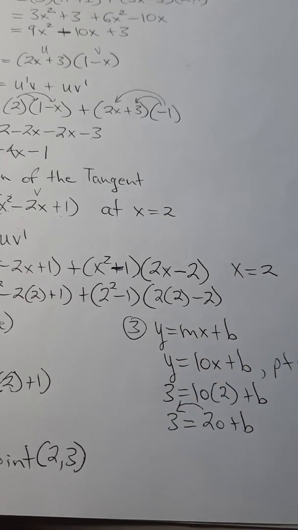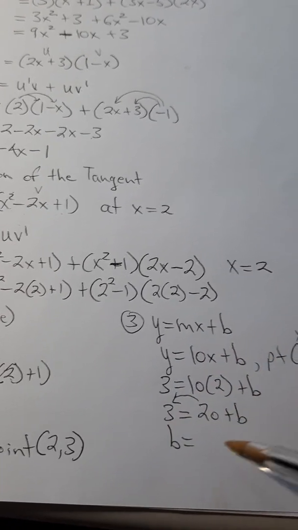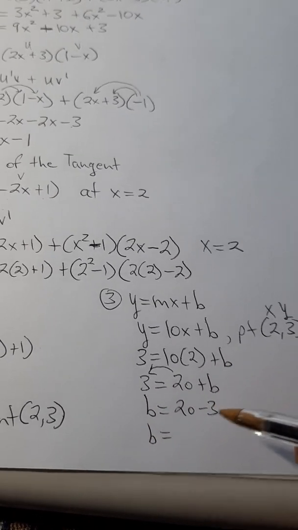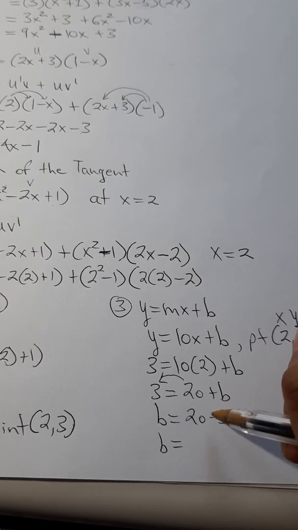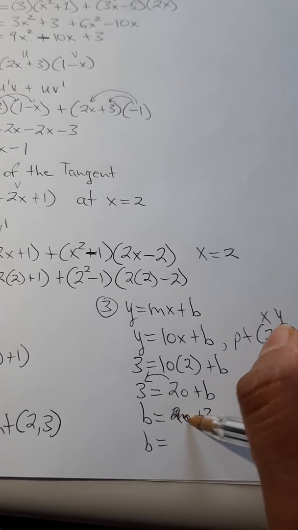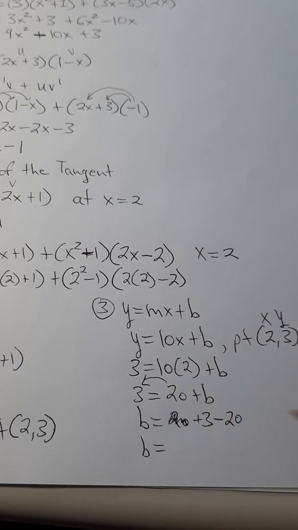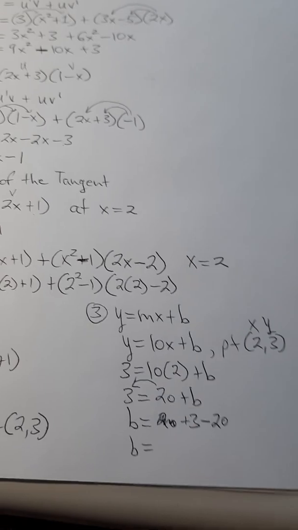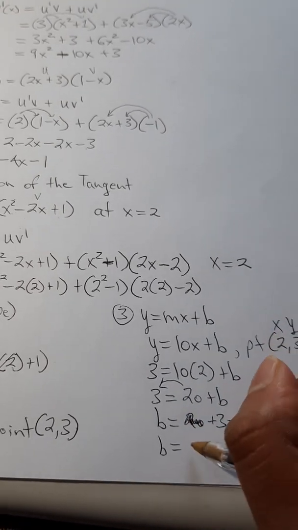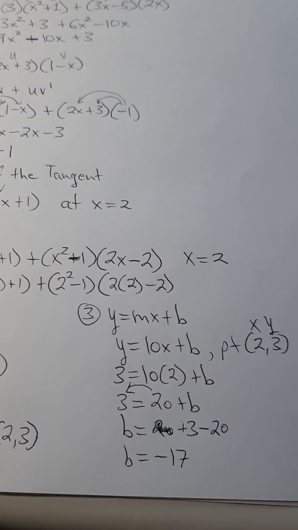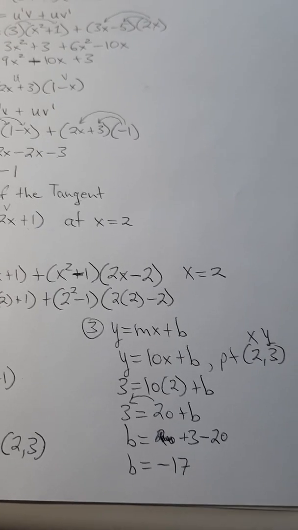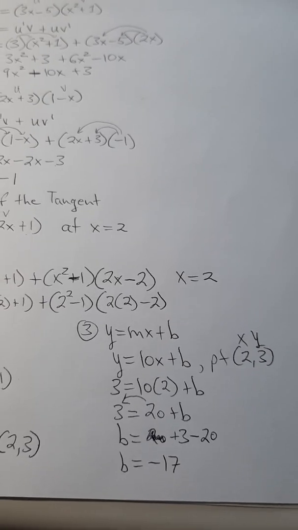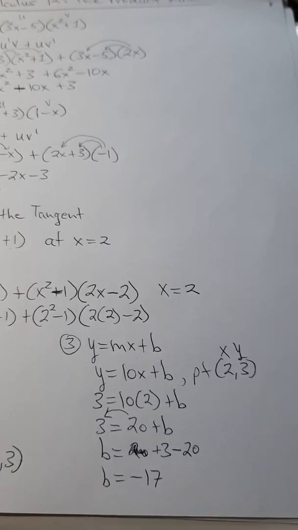We're going to take the 20 to the other side. b is equal to 20 minus 3. Oh, I'm sorry. We're going to actually write it the other way around. I'm going to put 3 minus 20. If you're thinking that that doesn't make a difference, it actually does. It's a difference in terms of the sign. 3 minus 20 is negative 17, and if you did 20 minus 3, it would be positive 17, so your answer would be incorrect. So we have the value for b now.